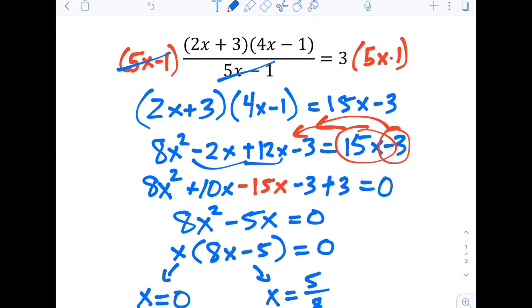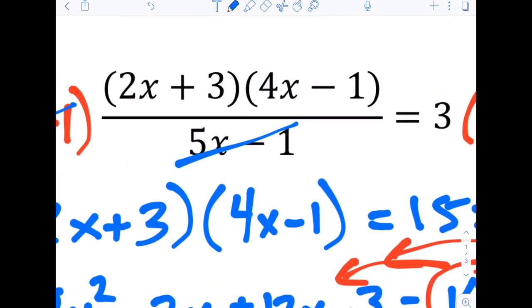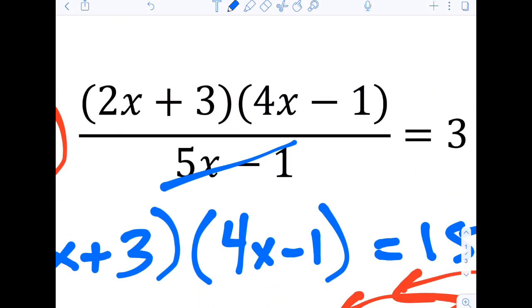I want to see, are they part of the restrictions that we have? So when I go back up to the original question up here, I'm going to figure out, do we have any restrictions? Well, the denominators can't be zeros. Those are the only restrictions.